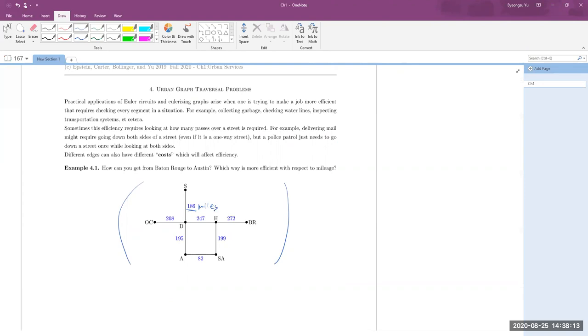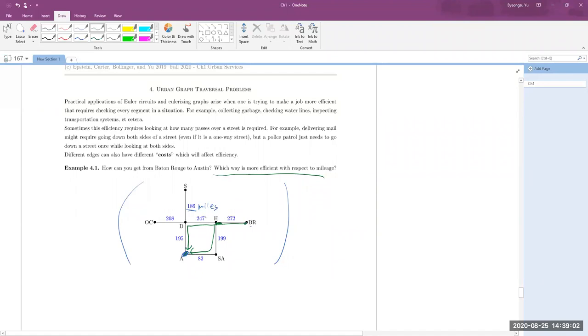Then now I want to go from Baton Rouge to Austin, right here, and which way is more efficient with respect to mileage? To reduce my cost to travel, I just want to use the path which is most effective for travel, right? Then first of all, from Baton Rouge to Austin, I need to go to Houston first, right? There is no choice other than that. Then there are two choices. The first one is going to San Antonio and then to Austin, or the other choice is to go to Dallas and then to Austin, right?